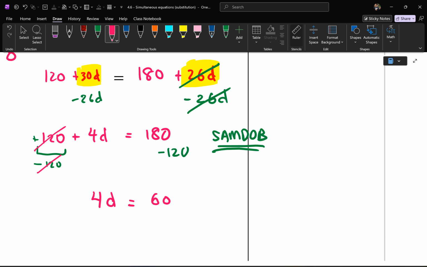Which gives you 60. So that means if you've got 4 groups of D to make 60, and you only want to know what D actually equals, divide, because that's the opposite of times. 4 divided by 4 cancels out. 60 divided by 4, which gives you, is it 15? Yes, you're right.